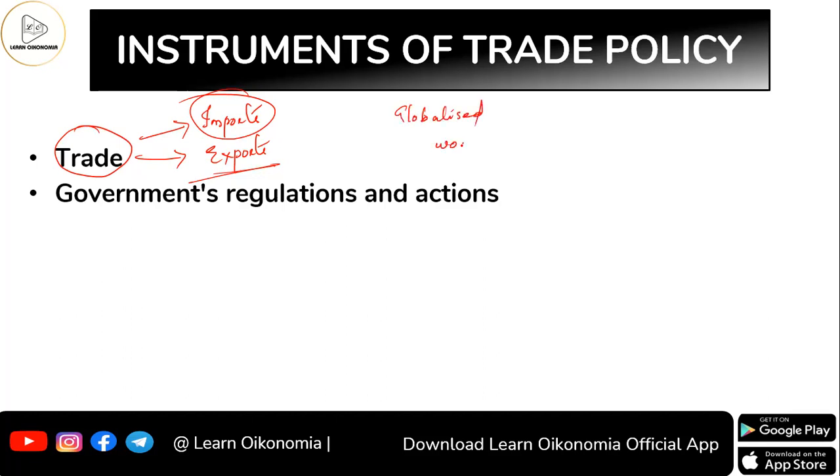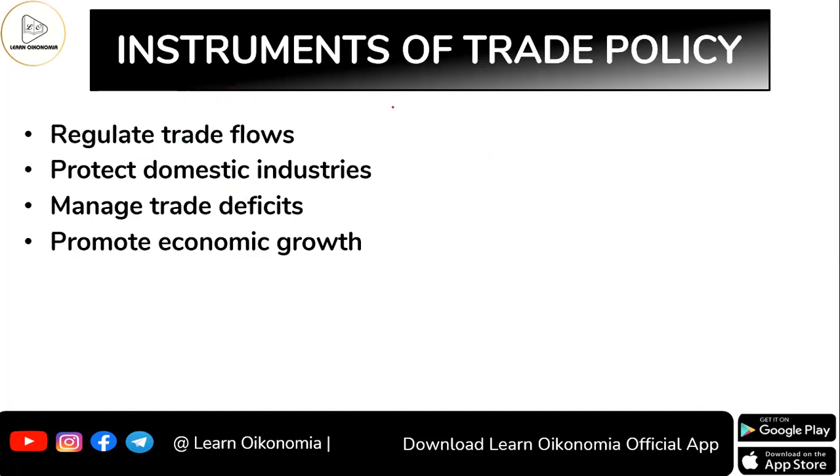So what happens in the case of a globalized world? Things are very complex. The domestic economy has some integration with the rest of the world. Since it is more complex and complicated, the government has to take some regulations as well as actions to deal with international trade. When it comes to instruments of trade policy, we deal with such regulations and actions. Here, we take some tools to regulate the trade flows.